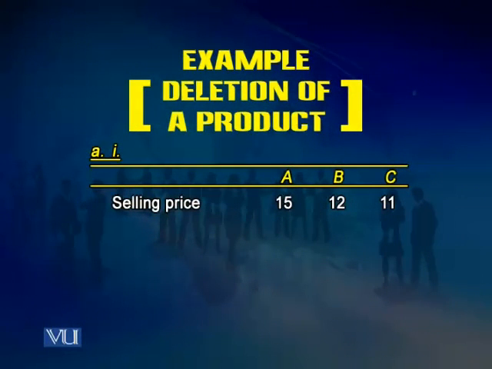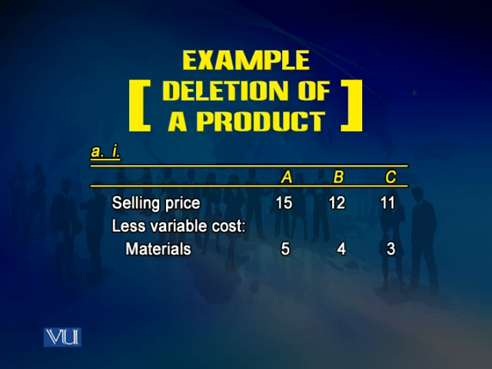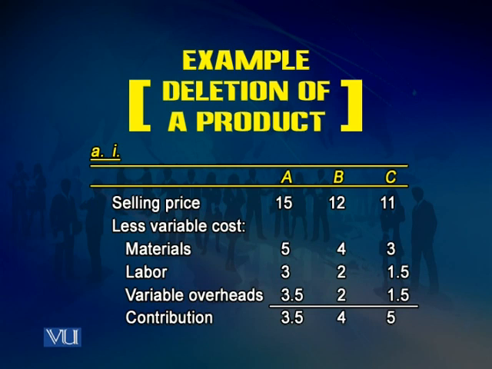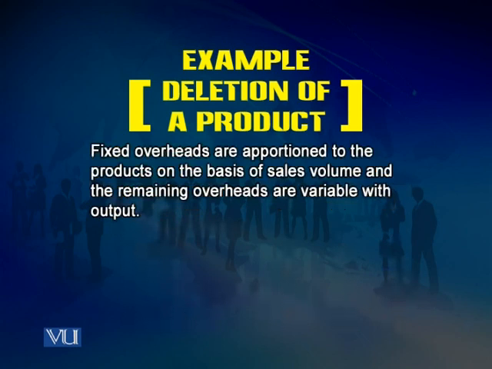Solution, part A, selling price per unit is 15, 12, and 11, less the variable cost of material is 5, 4, and 3. Labor costs are 3, 2, and 1.5, and variable overheads are 3.5, 2, and 1.5. This gives a contribution of 3.5, 4, and 5. Fixed overheads are apportioned to the products on the basis of sales volume, and the remaining overheads are variable with output.